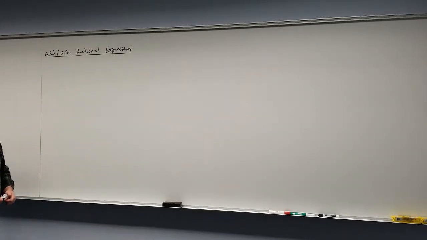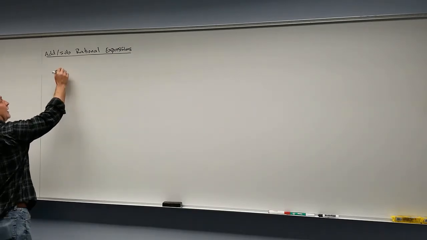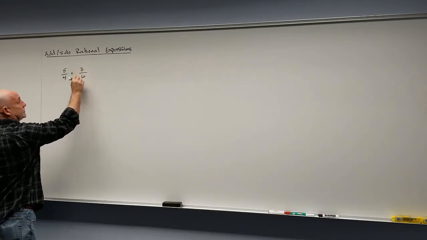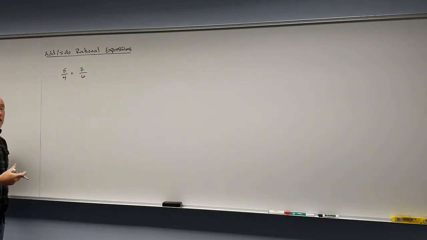All right, adding and subtracting rational expressions. Well, since they're fractions, let's go back and take a look on how to add fractions. So let's say if we had like 5/4 plus, I don't know, 7/6. Well, anytime we add or subtract fractions, we need a common denominator.